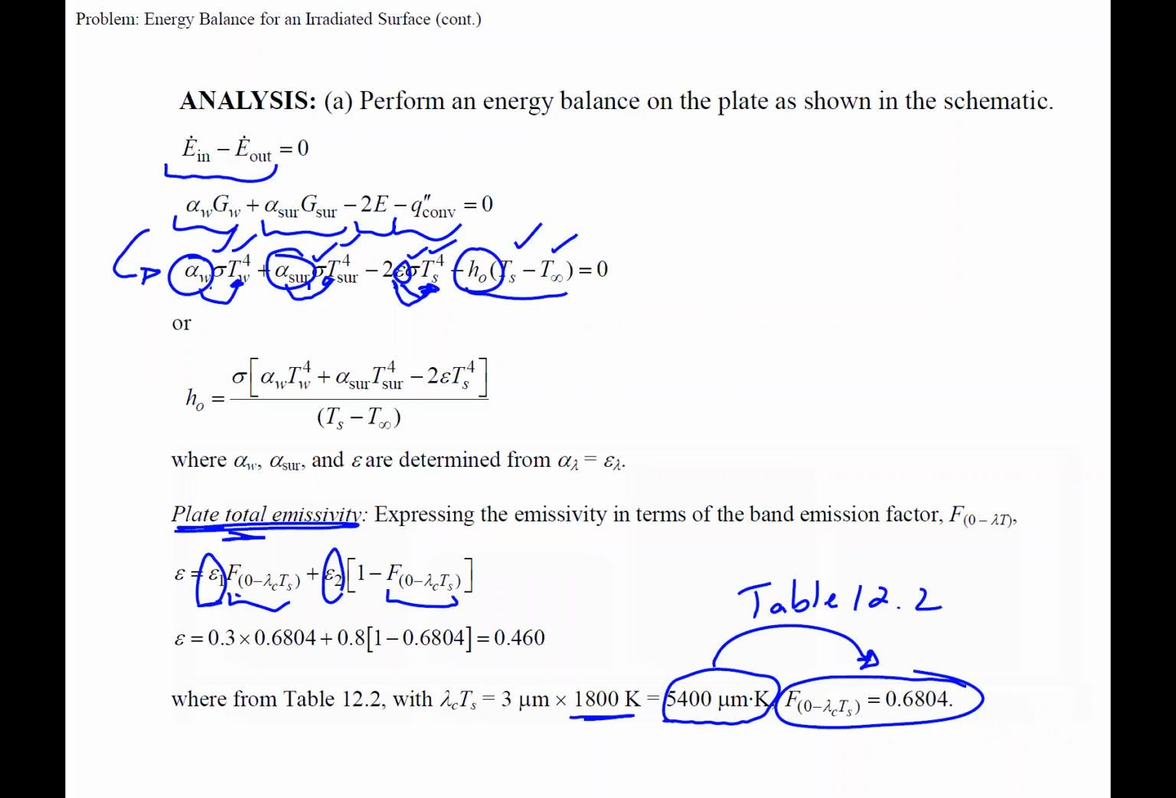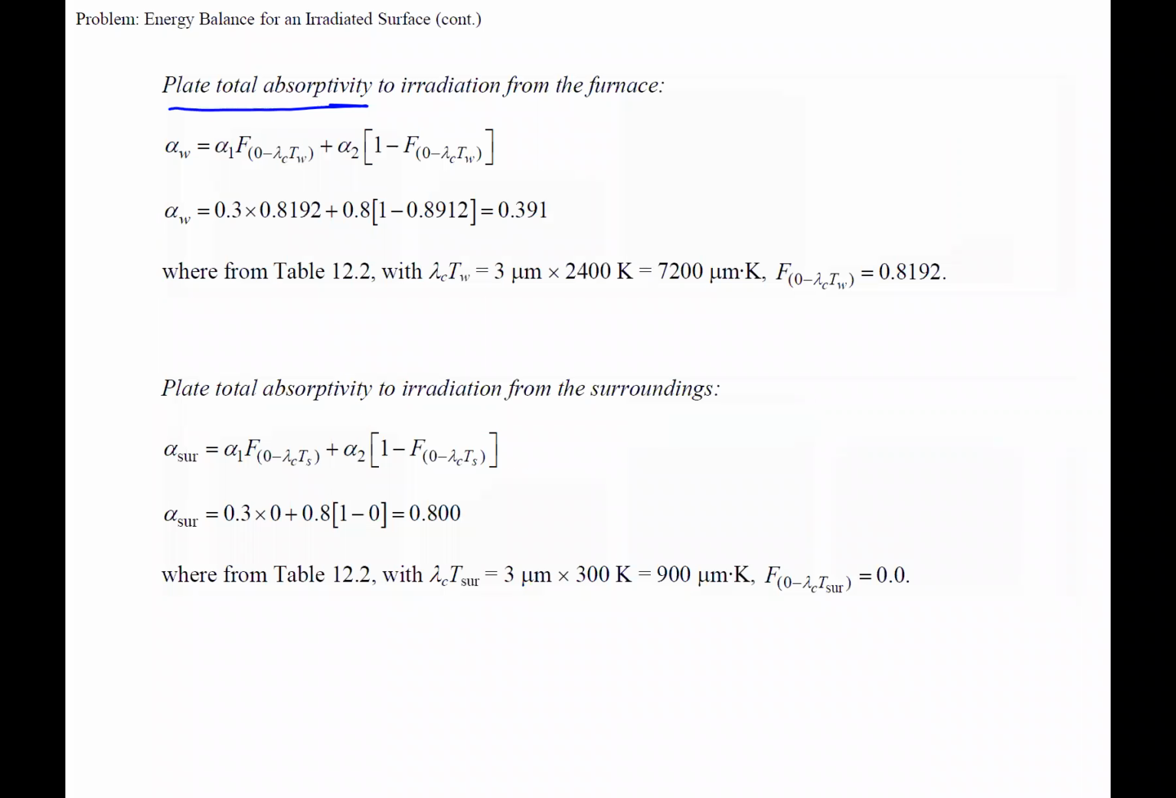Okay. So we have then 0.3 times that factor, 0.8 times our, basically it ends up being our 0.32, right? 32% that's remaining. And we get our total emissivity that we can now put in there. We need to do the same process for the two absorptivities. Okay, so for the plate, due to the furnace irradiation. So this is absorptivity, irradiation, furnace.